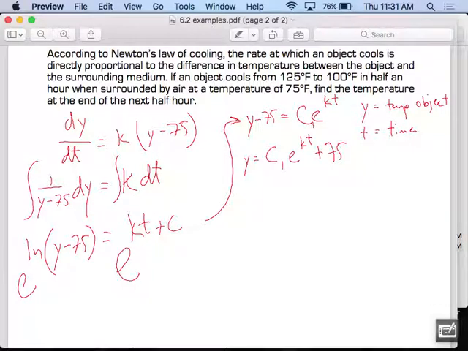Okay, general formula, now we need to start solving things. Let's see, what do we know? We know at t equals 0, what's y? 125. We know that when t equals 1/2, y equals 100.